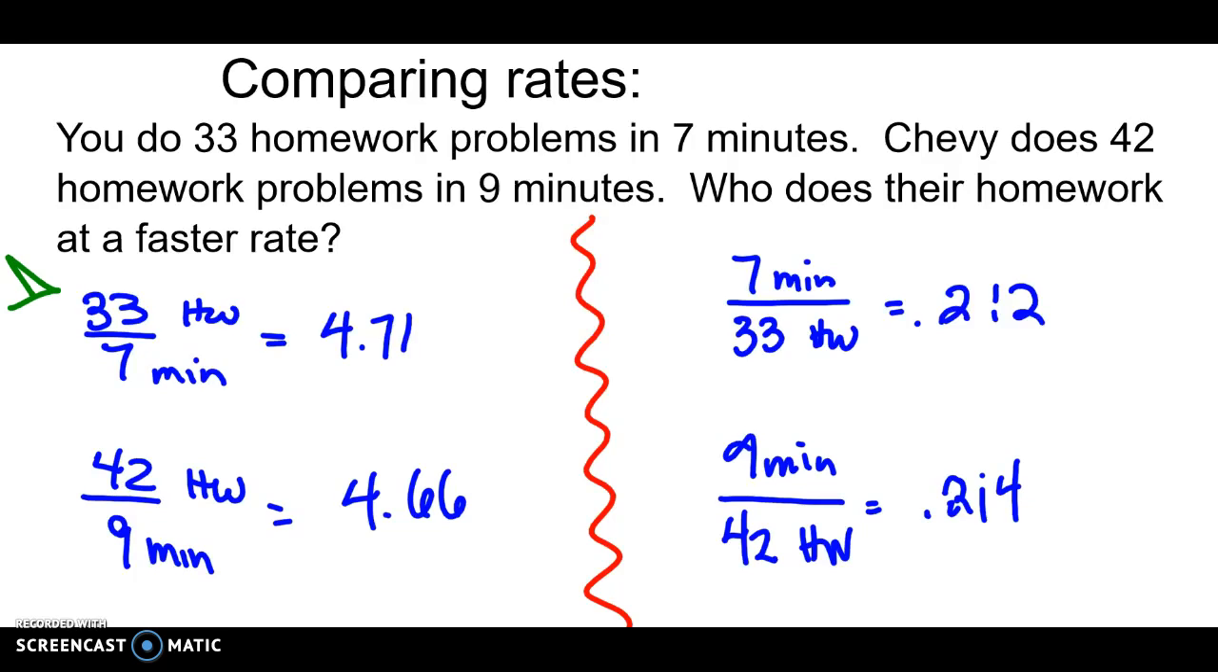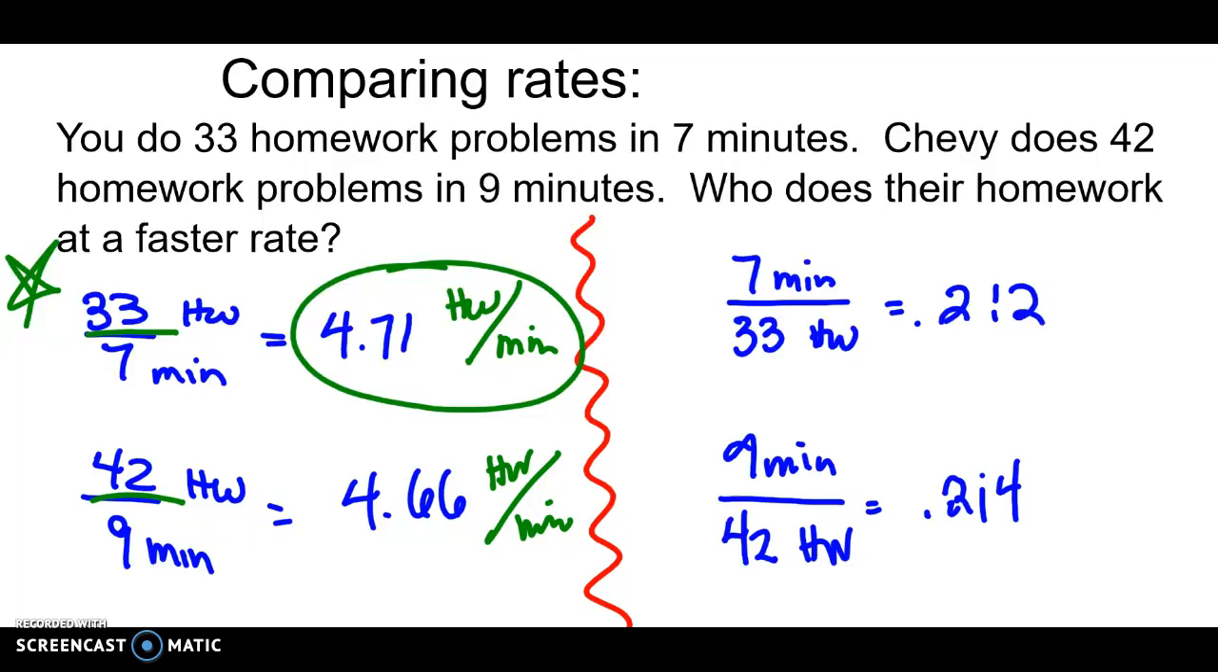You probably set your rates up like this, right? 33 questions in 7 minutes, 42 questions in 9 minutes, and divided. Well, when you divide, you need to label your answer. So this is homework problems per minute. Homework problems per minute. Okay? Now let's pick who's faster. Well, you got to think through what the units mean. I want to do more homework problems in a minute if I'm faster. So this person, which happens to be you, is faster.